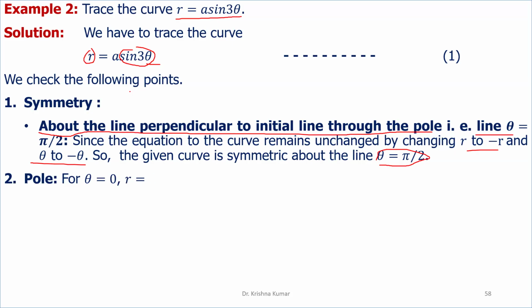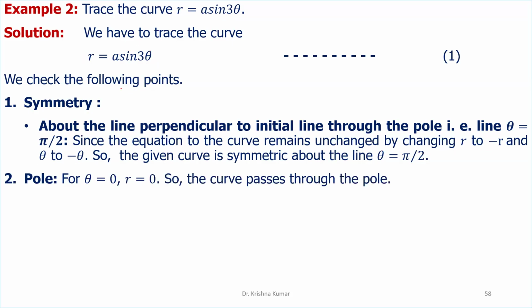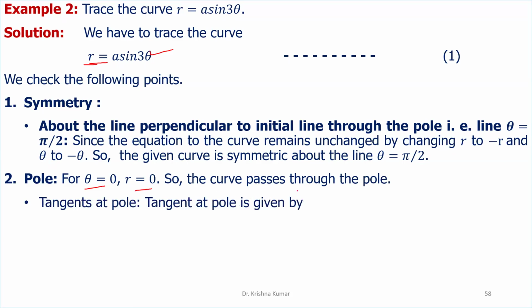Second condition, pole. For any value of theta, if we get the value of r as 0, then the curve passes through the pole. Clearly, if we put theta equal to 0 over here, r equal to 0. So the curve passes through the pole. What are the tangents at the pole? The tangent at the pole is given by putting r equal to 0 in the given equation. So r equal to 0 means a sine 3 theta equal to 0, so sine 3 theta equal to 0.